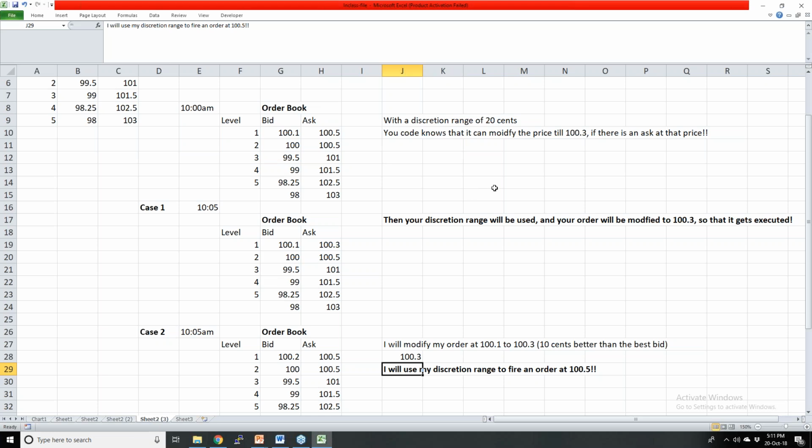In regular orders, price is predefined. Absolutely. Limit orders, price is predefined. How do I arrive at the discretion range? This is a good question.